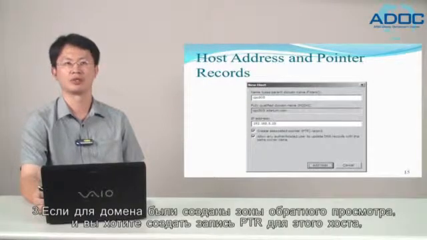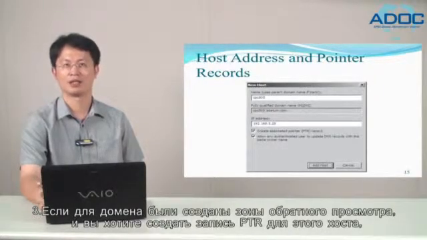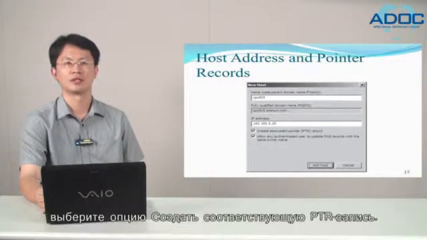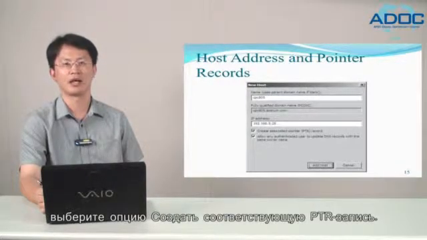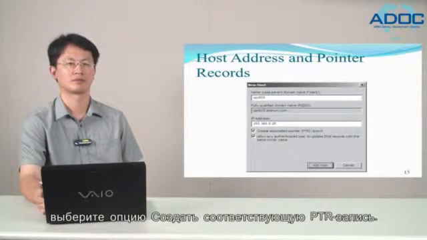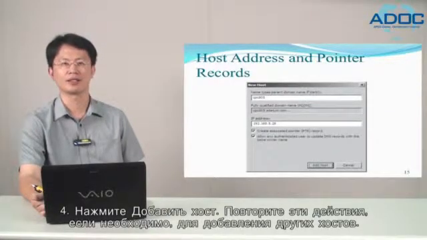If a reverse lookup zone has been created for the domain, and you want to create a PTR record for this host, select the Create associated pointer (PTR) record checkbox. Click Add Host. Repeat this process as necessary to add other hosts.